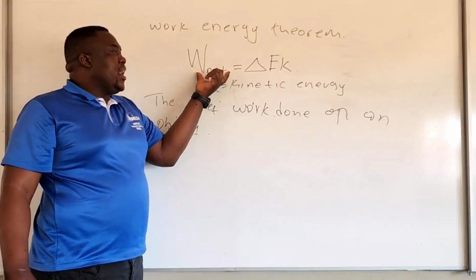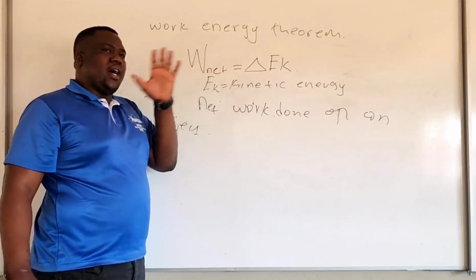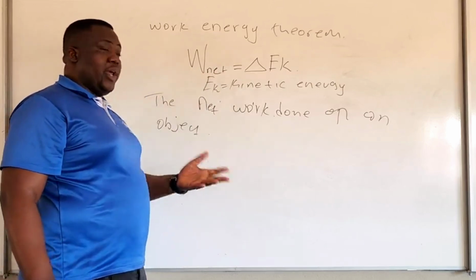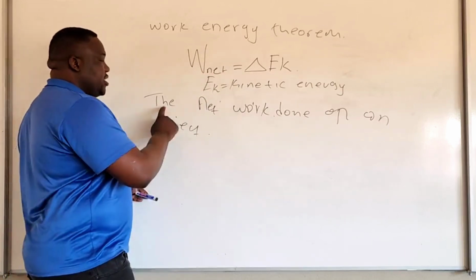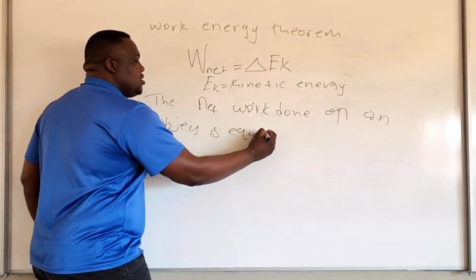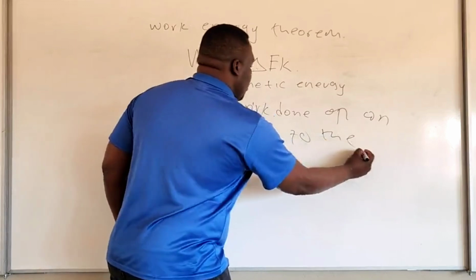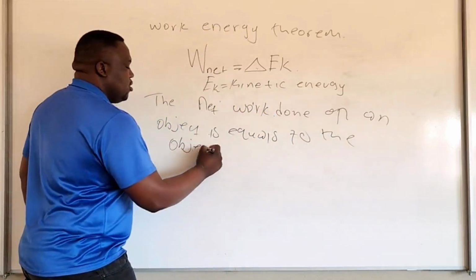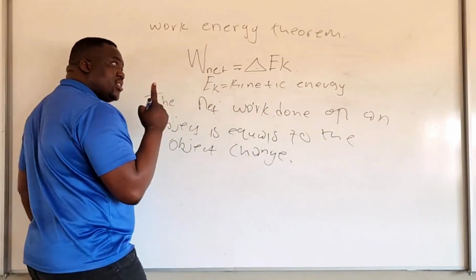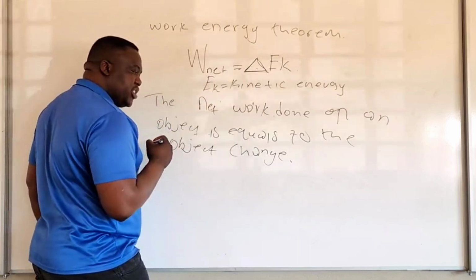Why are we saying the net work done? It is because it is the work done by a net force, not just the work done by a single force. I will explain what I mean by a net force. So it says that the net work done on an object is equal to the object's change. Notice, I'm not saying it is equal to kinetic energy. There is this delta, which represents change.